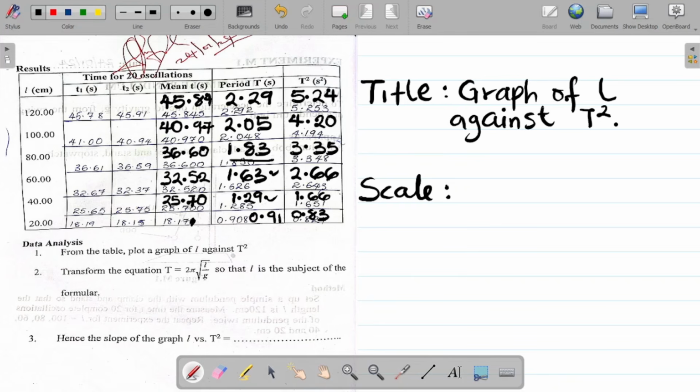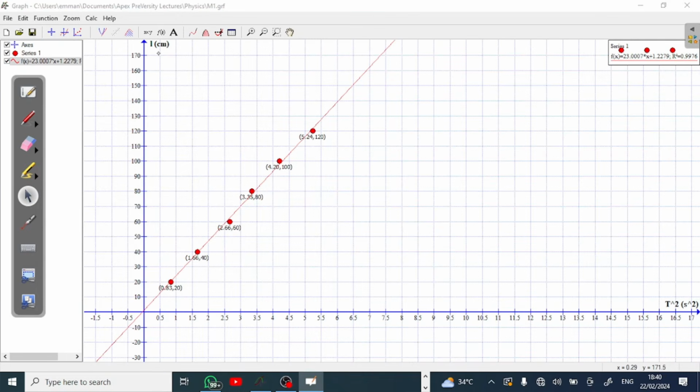For a graph of L against T squared, this L will be on the vertical axis, also called the y-axis, and T squared will be on the horizontal axis, that's the x-axis. So plot L on the vertical axis and T squared on the horizontal axis, and we'll have something that looks like this. You can see L here on the vertical axis. You can also see T squared here on the horizontal axis.